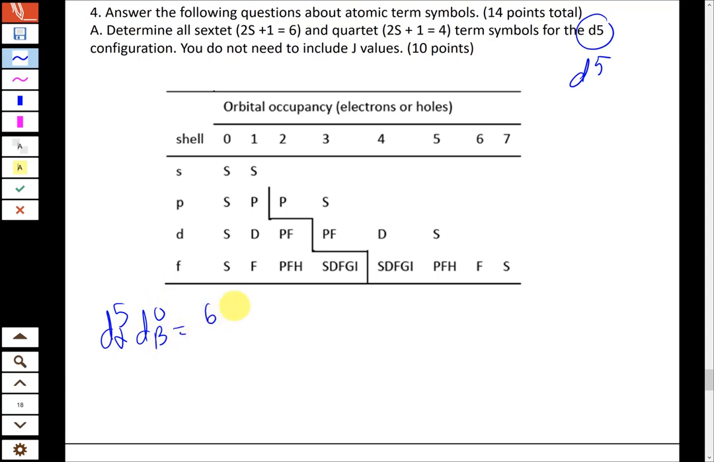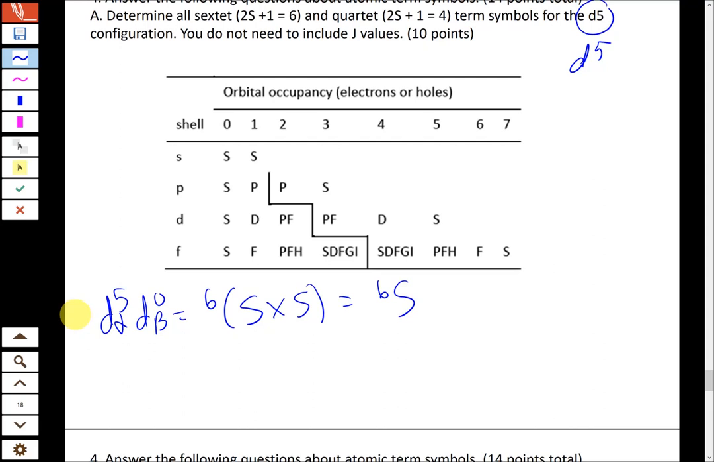So for d5, that's going to be an S partial term. And then for d0, that's going to be an S partial term. So the only sextet term we get is sextet S. And then for the quartet terms, that's going to be when we have 3 unpaired electrons. So that's going to be d alpha 4, d beta 1.